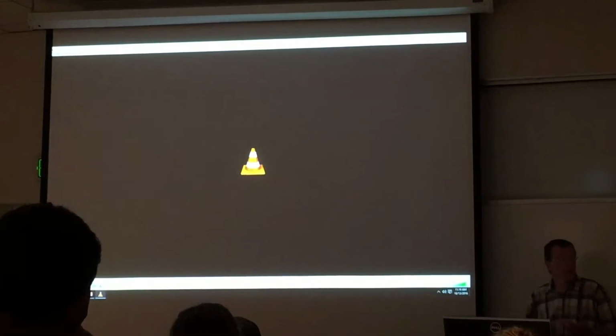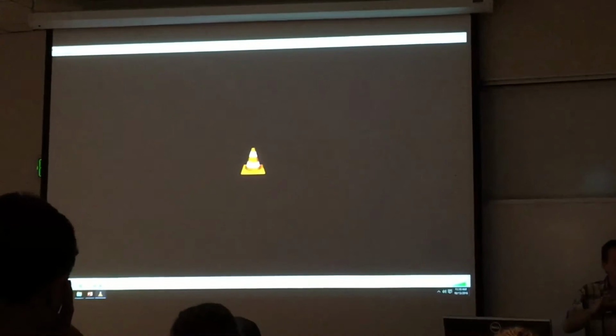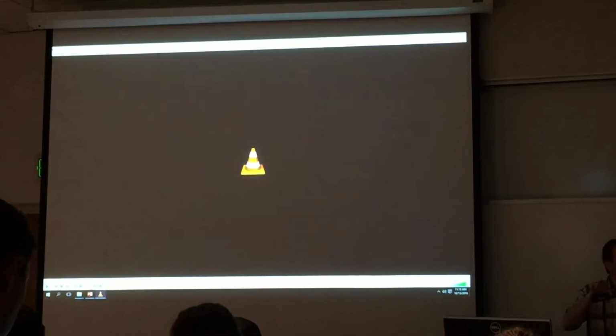So this demonstration shows that it doesn't matter much what the shape is at the beginning, it matters more what the stress field inside is.